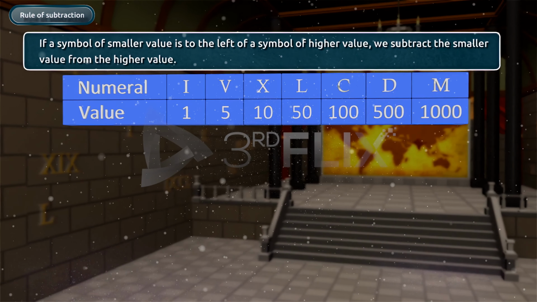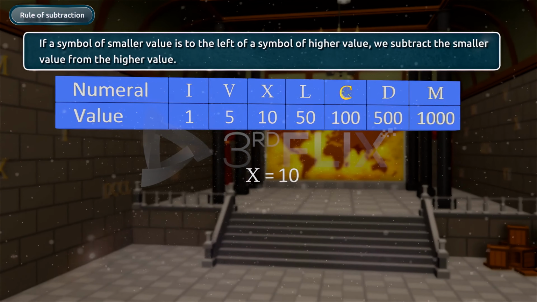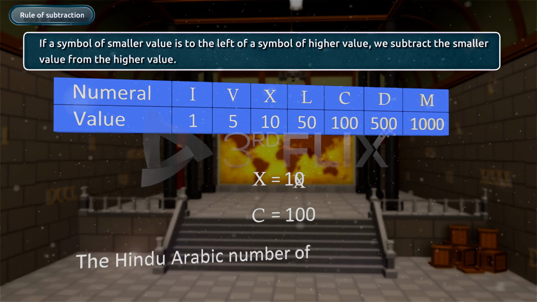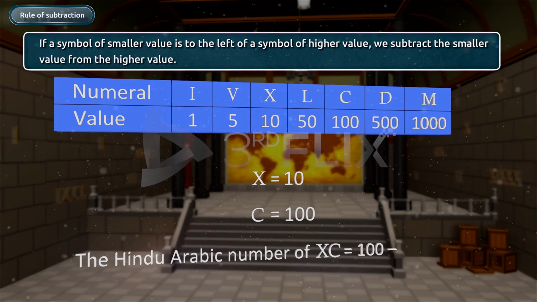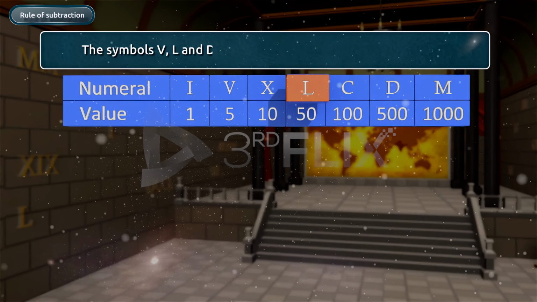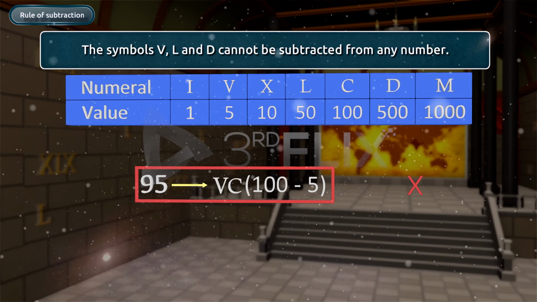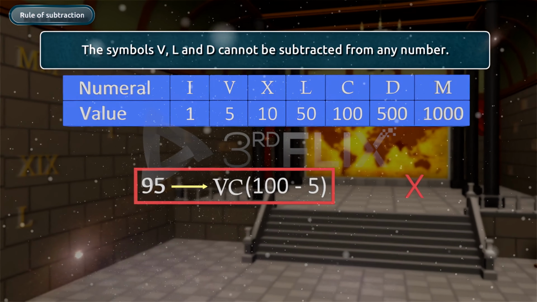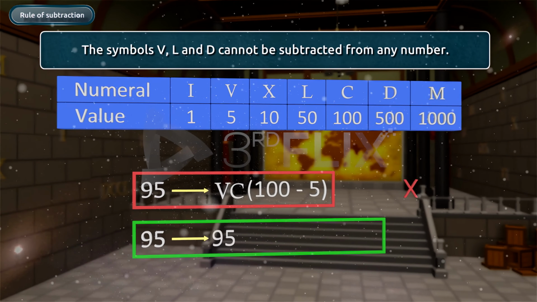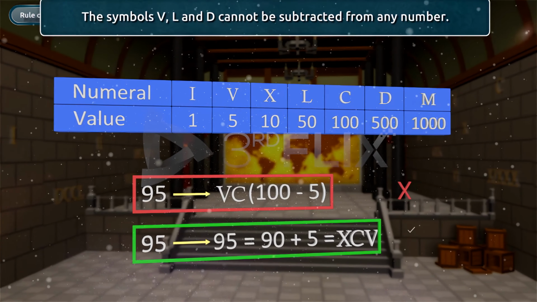Let us take one example, XC. X has a value of 10. C has a value of 100. The Hindu-Arabic number of XC equals 100 minus 10 equals 90. The symbols V, L, and D cannot be subtracted from any number. For example, 95 cannot be written as VC, 100 minus 5. 95 can be written as 95 equals 90 plus 5 equals XCV.